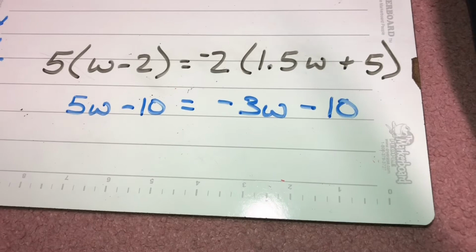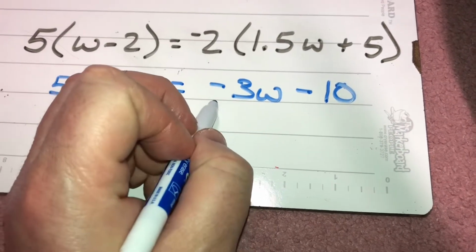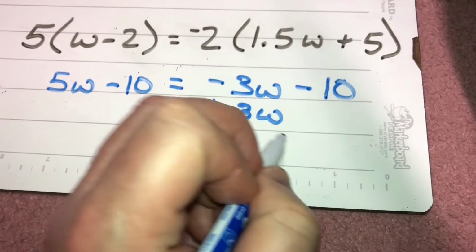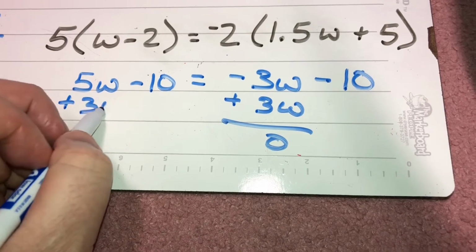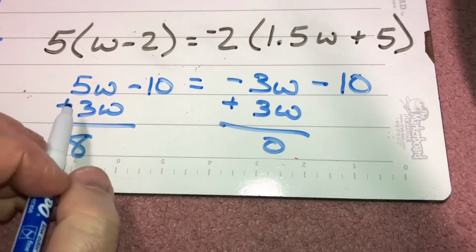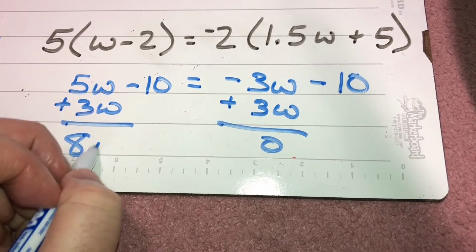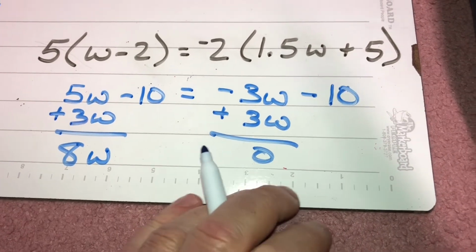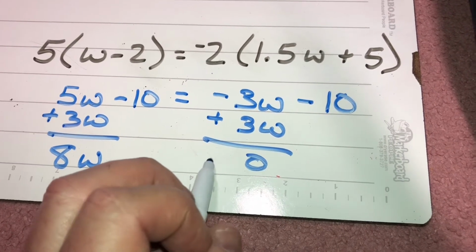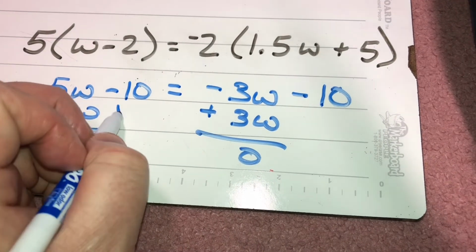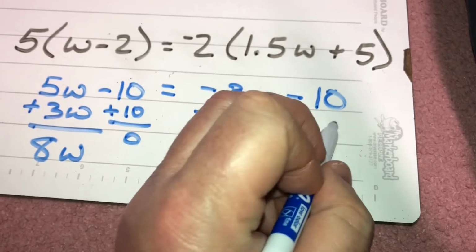Well, that's kind of an interesting situation here. I'm going to add 3w to both sides. That's going to give me 0 here. 5w plus 3w equals 8w. Then I need to have a 0 on both sides, so I'm going to add 10 here, and that's going to give me 0. I'm going to add 10 here.